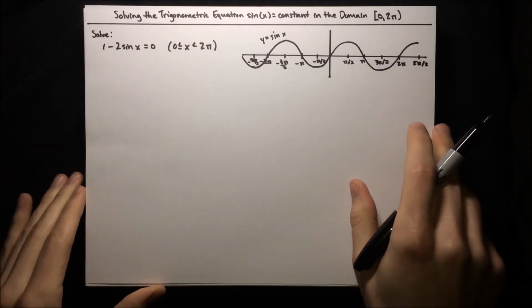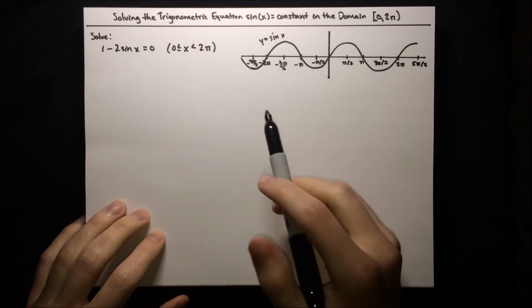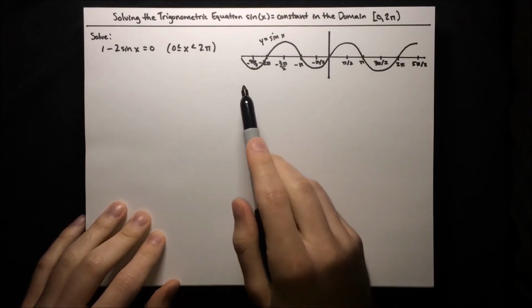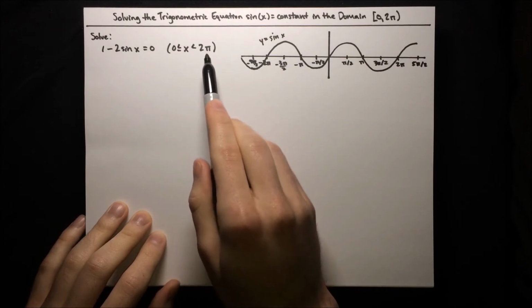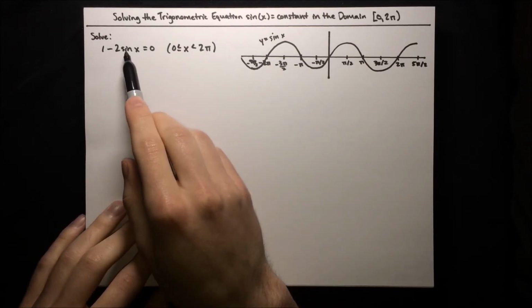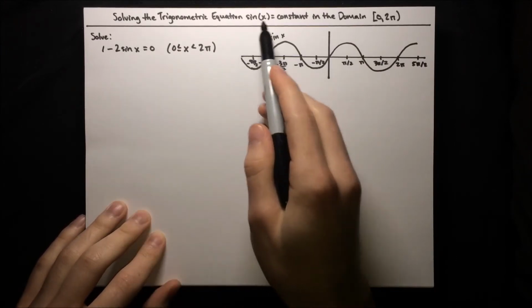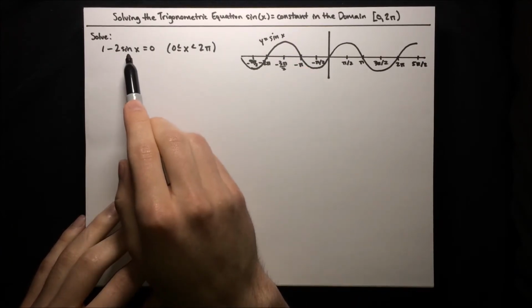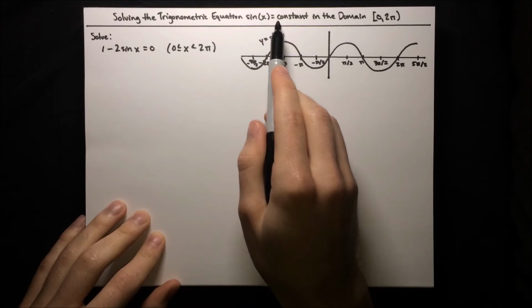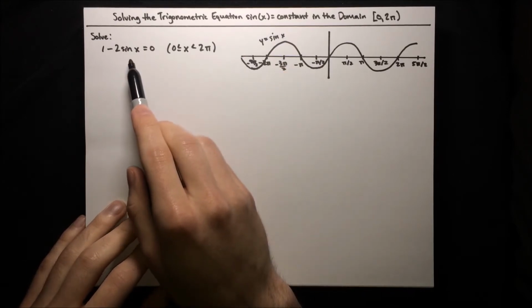Alright, so here's another example, and this example is going to be pretty similar, except now we're working in radians, 0 to 2 pi, and also we have an equation that's not yet in the form sine of x equals constant. But that's okay, because we can convert this equation into the form sine of x equals constant, and then proceed like we did before.